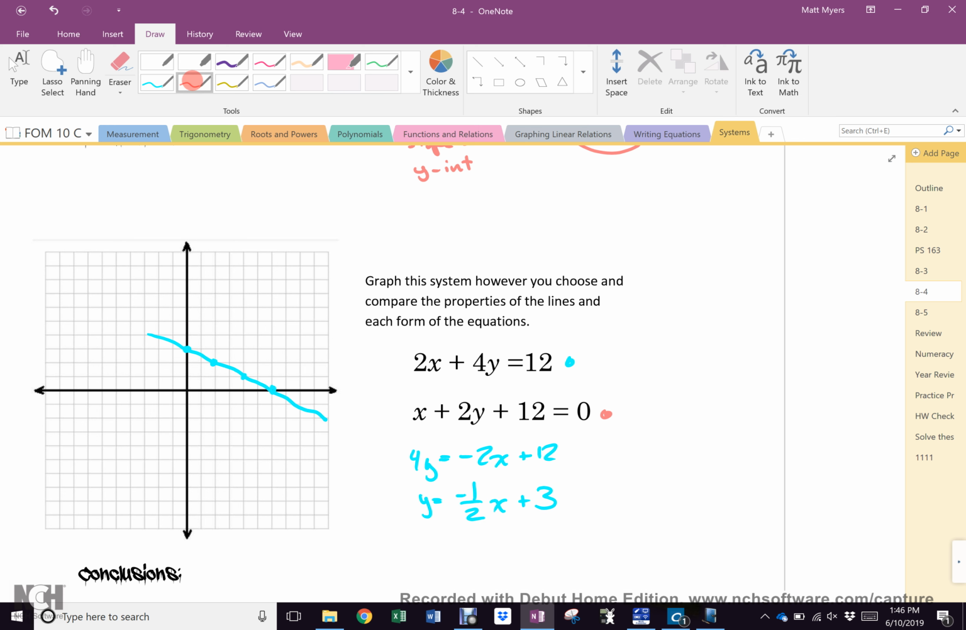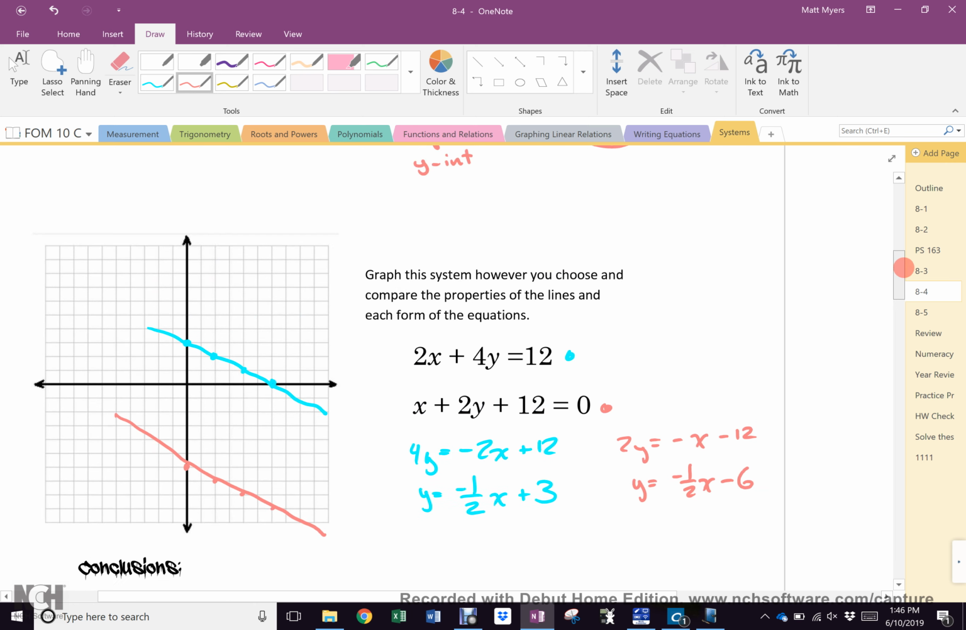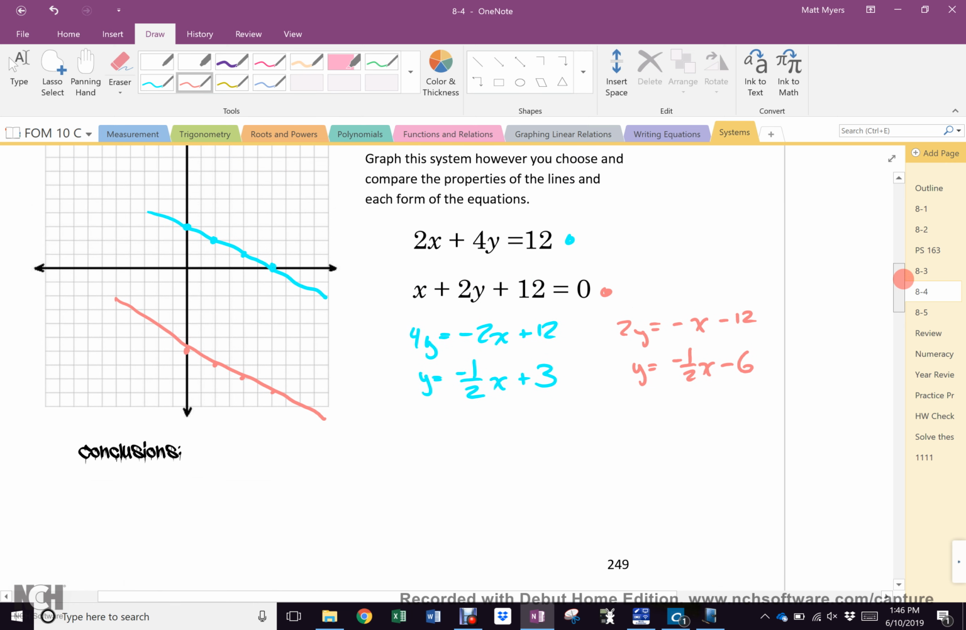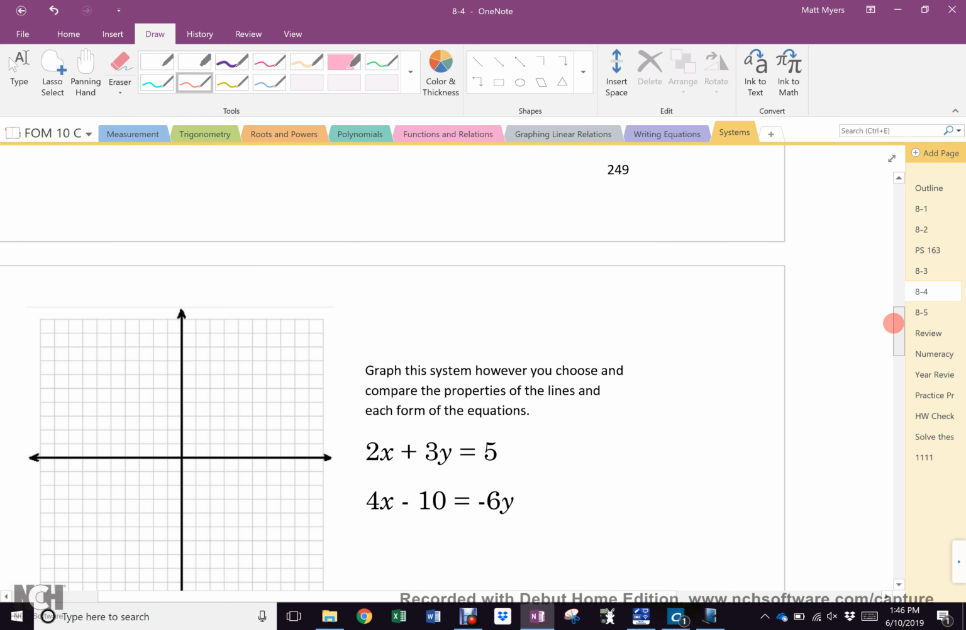Yeah. Pink one. 2y equals negative x minus 12. Y equals negative 1/2 x minus 6. Second experiment. Everybody cool? Now, we have done 2 experiments. We're going to do a third, and then we're going to come back and talk about conclusions. Everybody good? Okay, turn the page over.